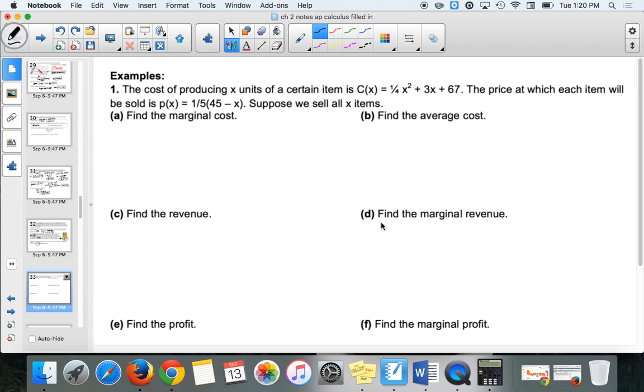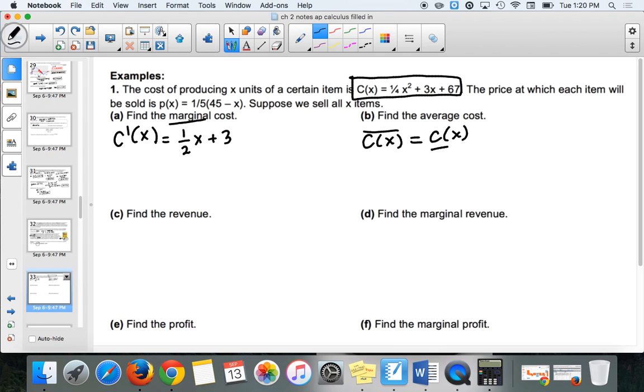So find the marginal cost. If you're finding the marginal cost, remember I said marginal is derivative. So you're going to have C prime of X. When we take the derivative, I get 1/2 of X plus 3. So I took the derivative of this cost function. 2/4, right? 1/2.